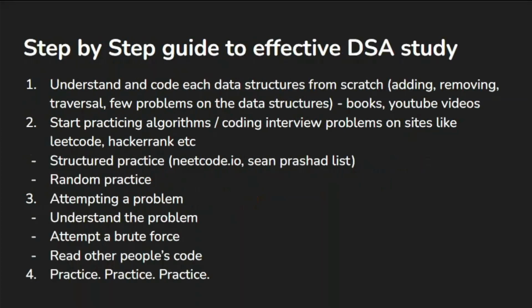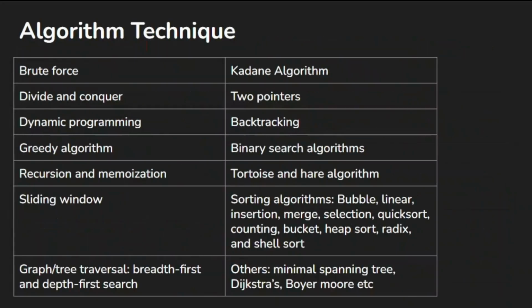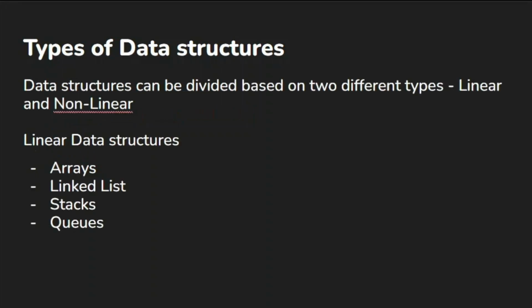Finally, this is my step-by-step guide to effective DSA study. The first thing is that you want to understand and code each data structure from scratch. When we went through the algorithms, I said that it is pointless trying to Google divide and conquer, then cramming that approach, cramming backtracking, cramming greedy algorithm. It doesn't work, right? But when it comes to data structures, I believe that not cramming, but you need to understand each data structure, understand its pros and cons.